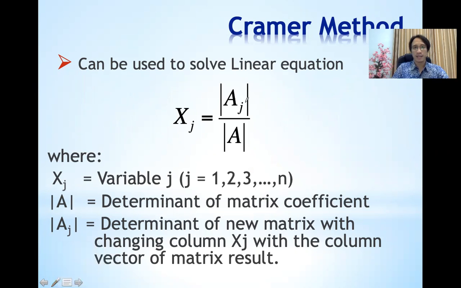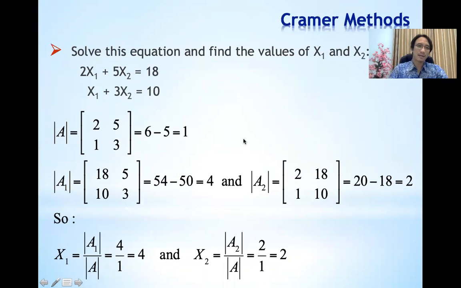Xj equals the determinant of Aj divided by the determinant of A. This is an example. If we have this equation, then we can use elimination or substitution to find the values of x1 and x2. But we also can use a matrix, particularly the Cramer method, to find the values of x1 and x2.